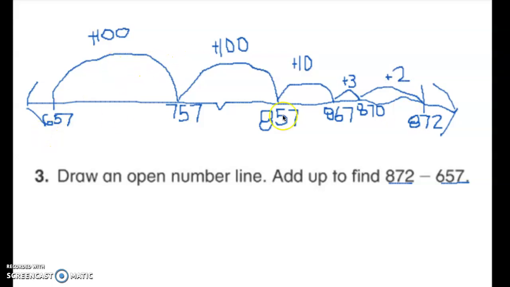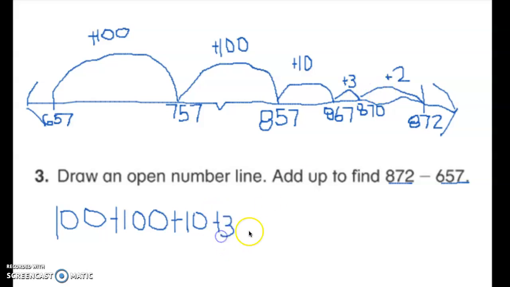So now we have 657 to 872, and we need to add up all of these numbers. So we're going to add 100 plus 100. Then we have to add 10. Then 3 plus 2. And that's going to give us our answer.